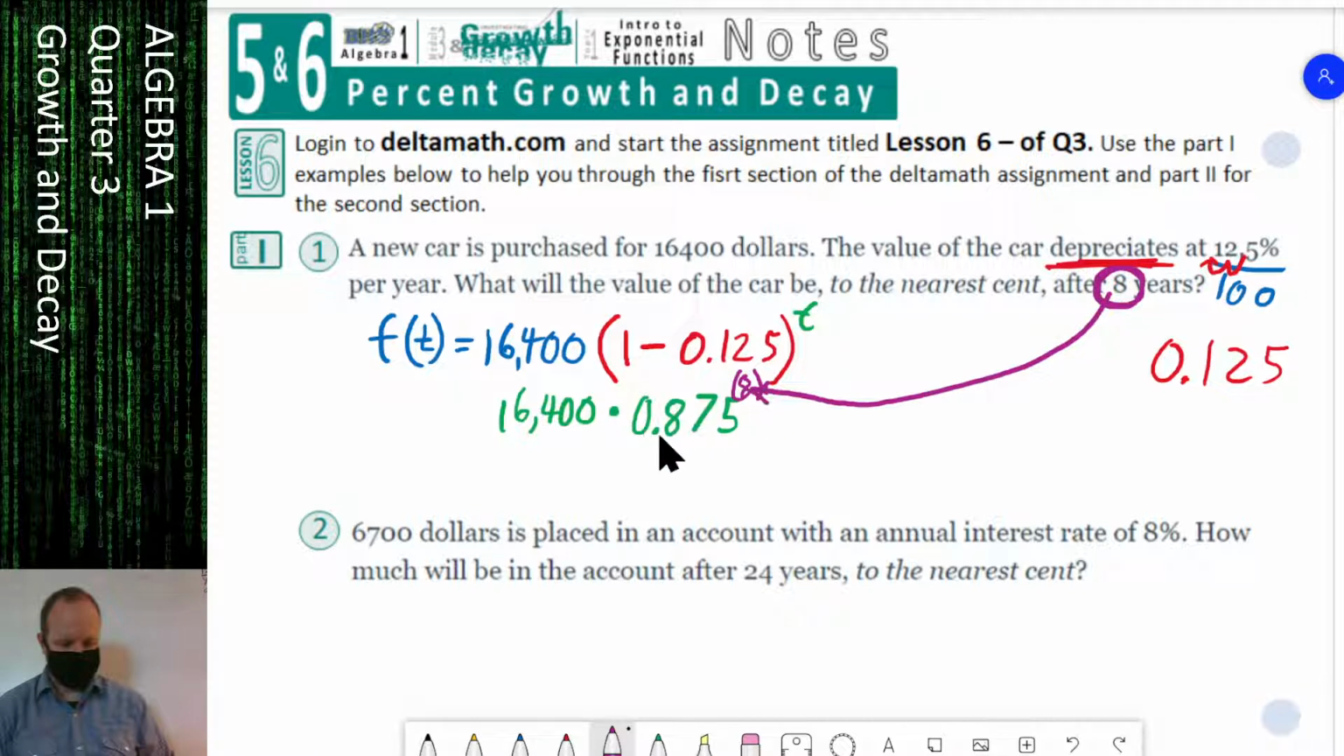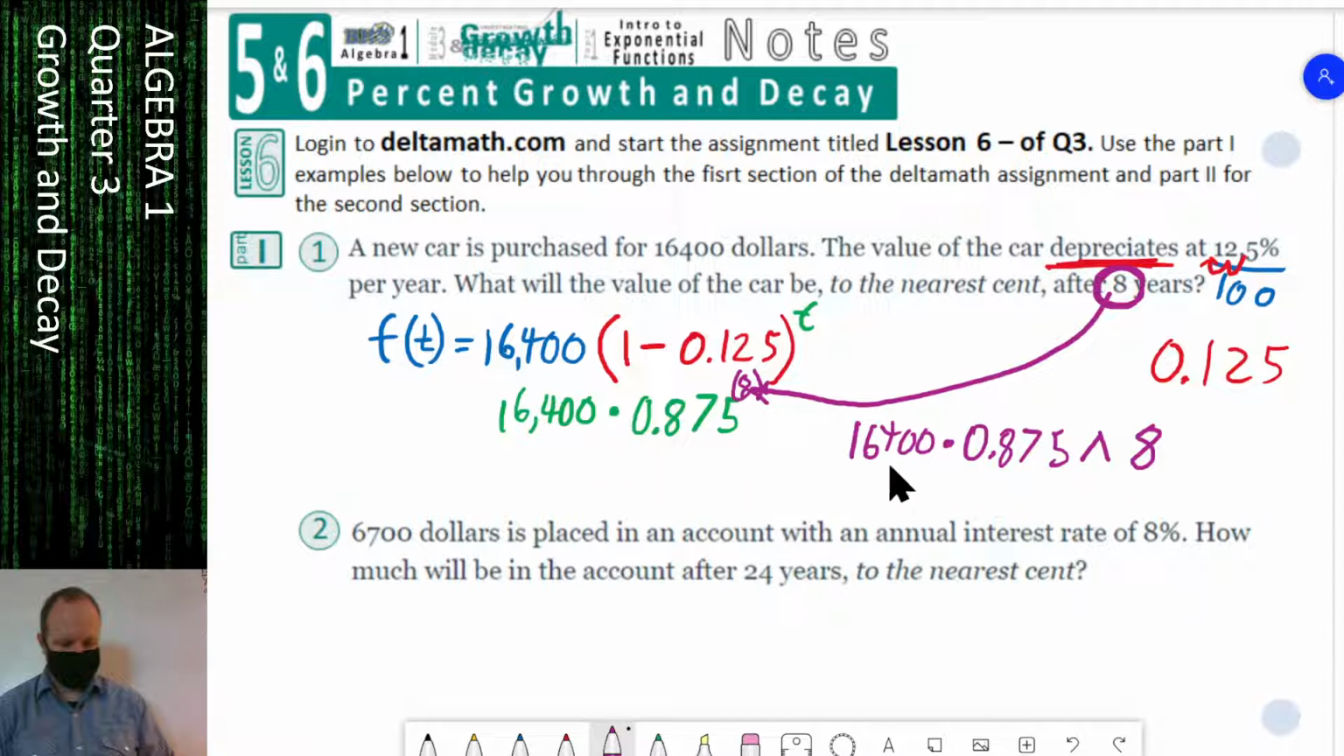If you're doing it on your own, you would take 0.875 to the 8th power and then multiply it times 16,400. Or in your calculator, 16,400 times that raised to the 8th. So having that button there. You guys know where that button is on your calculator? It's on the right-hand side, above your other operations, which this is an operation, so it would make sense that it's above your other operations.